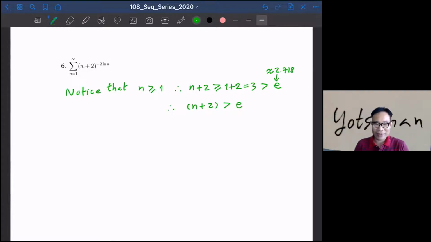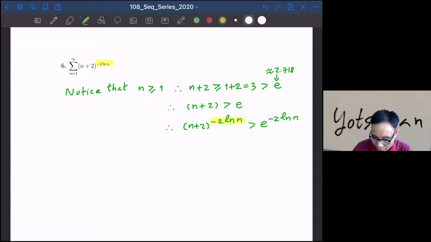So this is the kind of tricky thing. We just use algebra. However, the algebra here is not quite natural. You're going to raise to the negative 2 log n, so you need this yellow guy. It's going to be n plus 2 to the minus 2 log n, higher than e to the negative 2 log n. So this guy is the yellow guy.